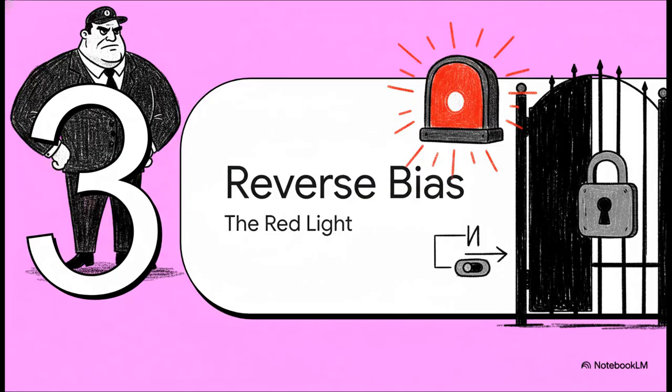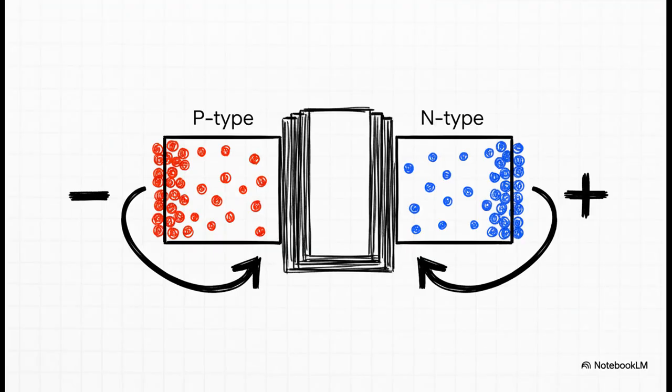Okay, so our bouncer is great at letting the crowd in, but a good bouncer also needs to know when to lock the doors, right? So what happens if we give him the opposite order? And that, my friends, is reverse bias. We just flip the battery around, connect positive to the N side and negative to the P side. Now, instead of pushing everything together, the voltage pulls the electrons and holes away from the junction. It makes that barrier, that no man's land, even wider and stronger.